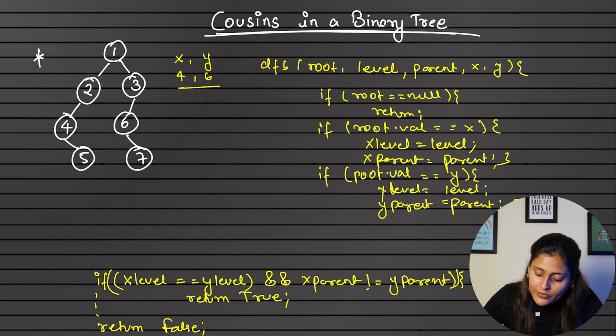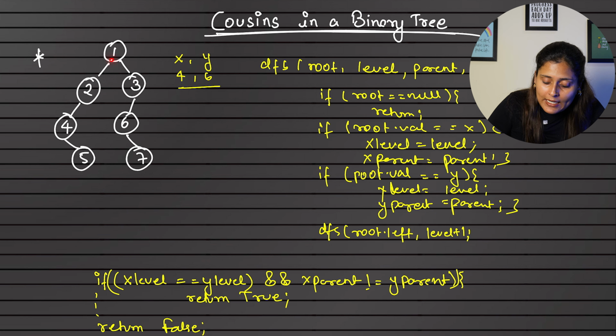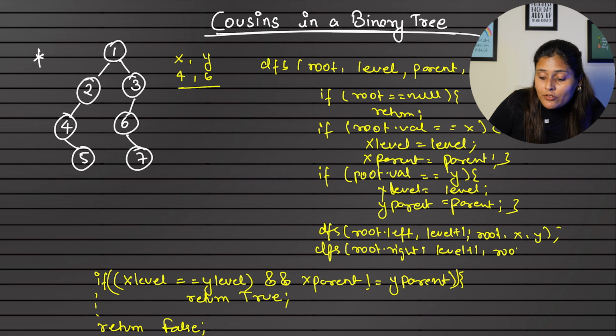So how will we call? We'll say DFS root dot left. Level will be parent plus 1, meaning level plus 1, correct? What will be the parent? Come on, think again. For root dot left, what will be the parent? Can I say the same root? Yes. So root will be the parent, x and y will be as they are, correct? Now for the right side, root dot right, level will be level plus 1, very good. Parent will be root only, and x and y, that's it.